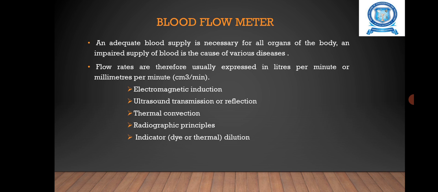Here the rate of flow of a liquid or a gas in a pipe is expressed as the volume of the substance that passes through the pipe in a given unit of time. The flow rates are therefore usually expressed in liters per minute or milliliters per minute. All blood flow meters currently used in clinical and research applications are based on the following physical principles: electromagnetic induction, ultrasound transmission or reflection, thermal convection, radiographic principles, indicator dye or thermal dilution.